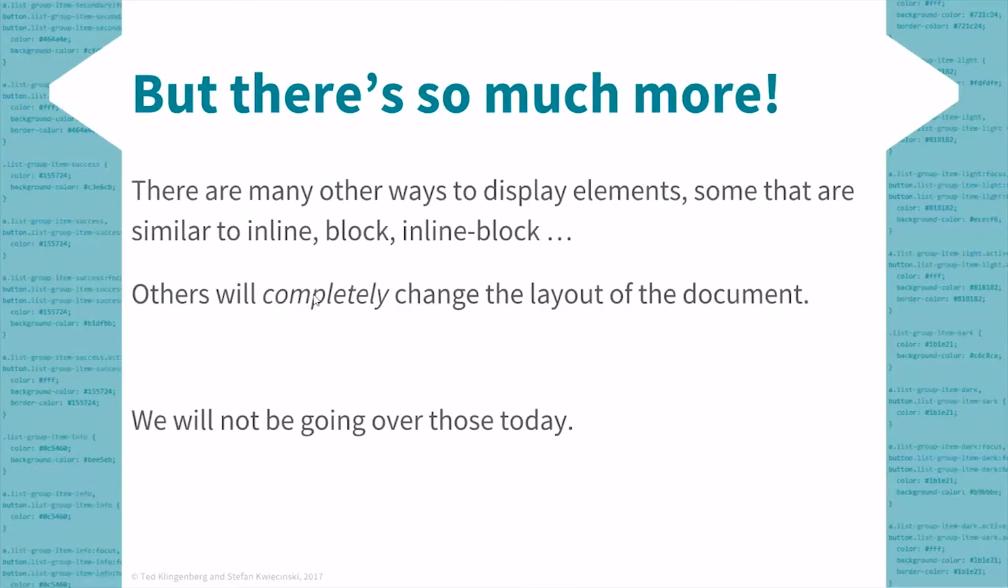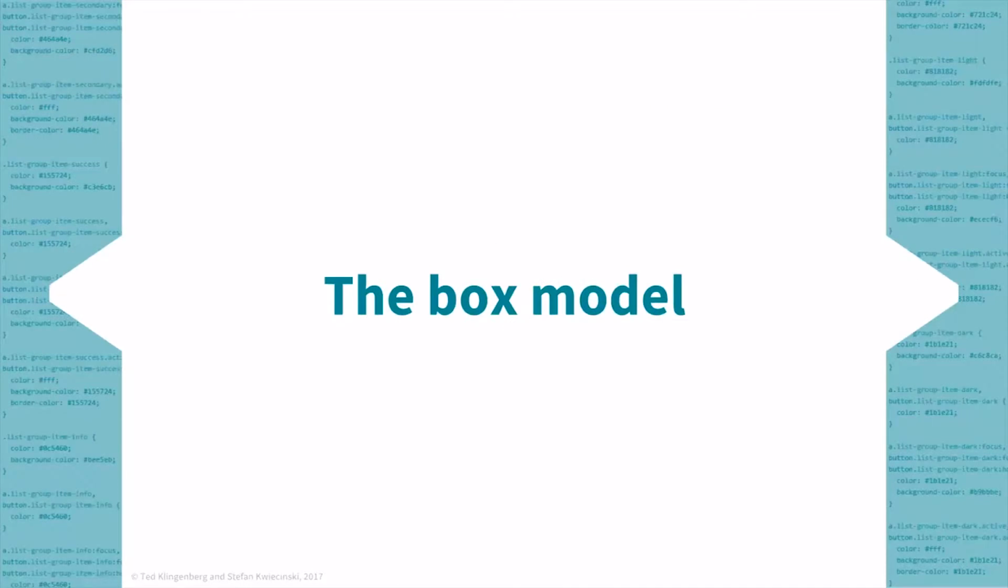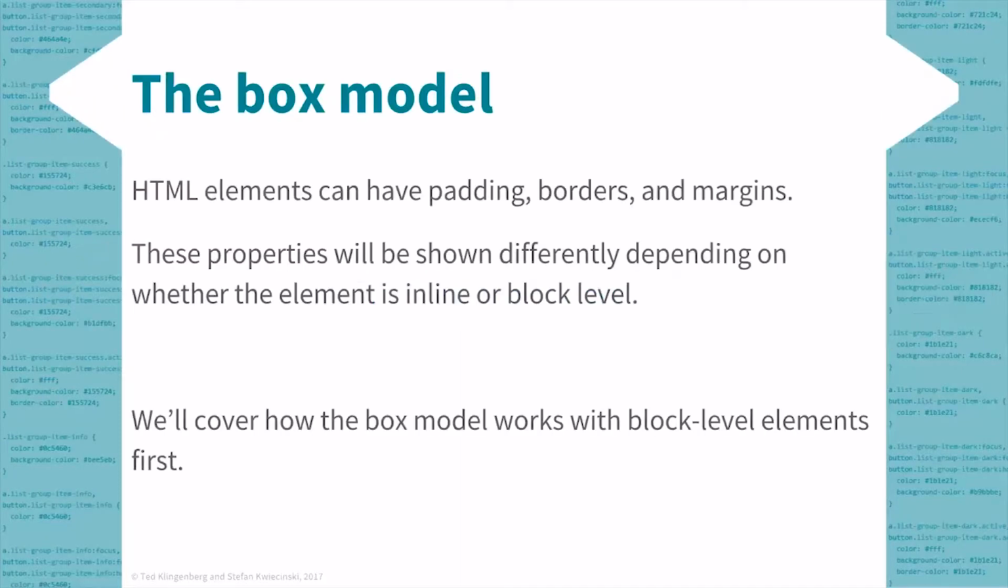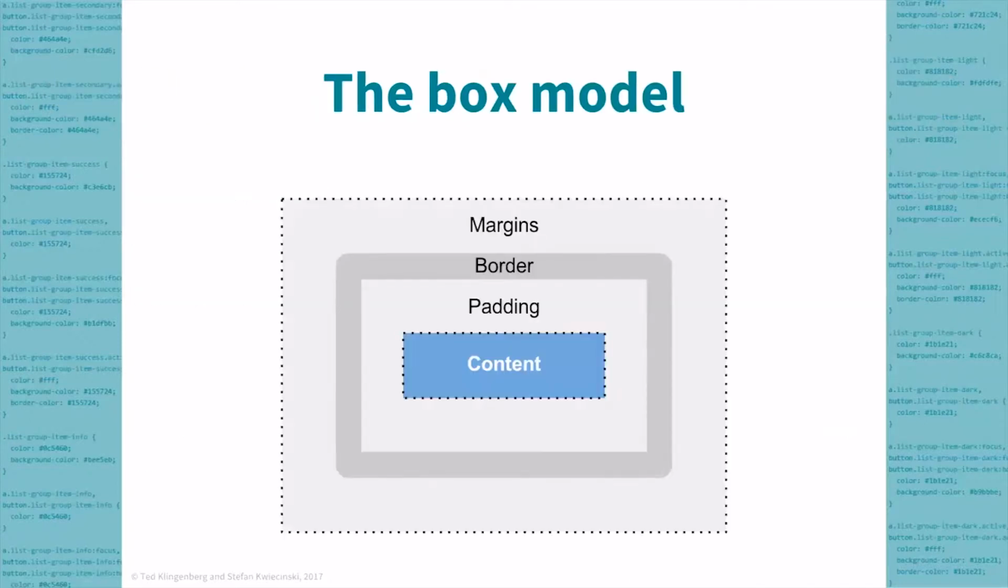And there's a lot of display properties like flex and grid, and those are really fun to work with, but we're not going to work with them today because they are a little bit more complicated, and you could actually talk an entire day about those. We're not going to do that though. Actually, we're going to move ahead and just talk about the box model, and this is sort of the model that all visual elements on the page are going to follow. So we can have paddings, borders, and margins in HTML. And these will be shown differently depending on whether the element's inline or block element. But first we're going to talk about block elements.